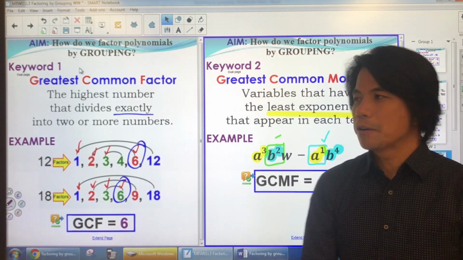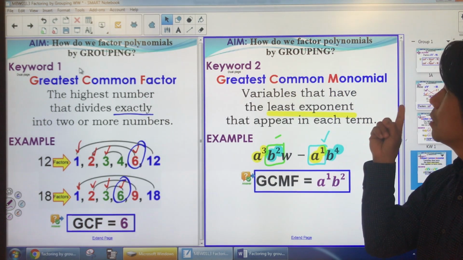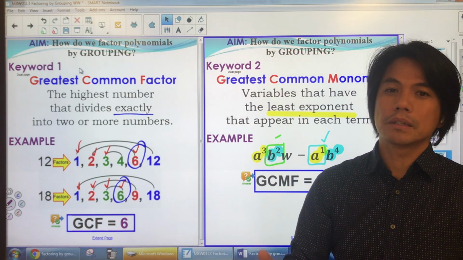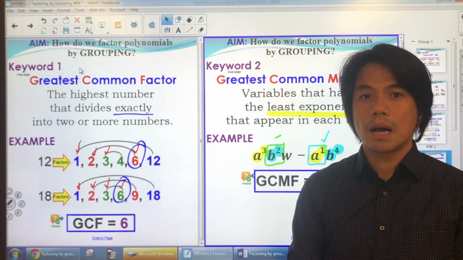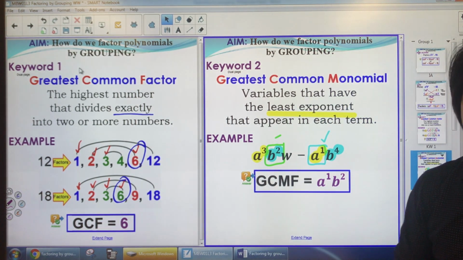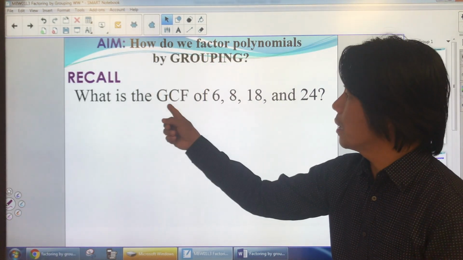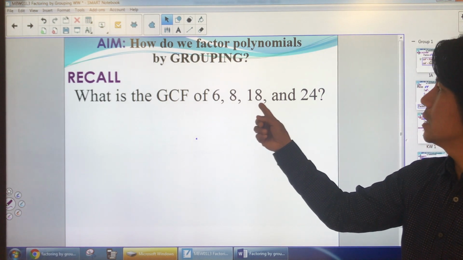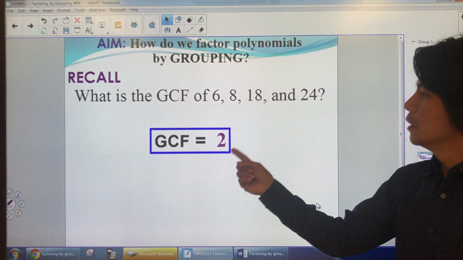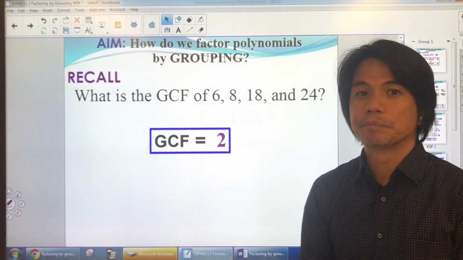Now let's do a brief recall. Remember the two keywords, the greatest common factor and the greatest common monomial factor that we learned from the previous lesson. Again, I'm going to share the link inside the description box. Please check it out so that you can recall how to do this work. So what is the greatest common factor of 6, 8, 18, and 24? And that is positive 2. 2 is the only number that goes into 6, 8, 18, and 24 evenly.